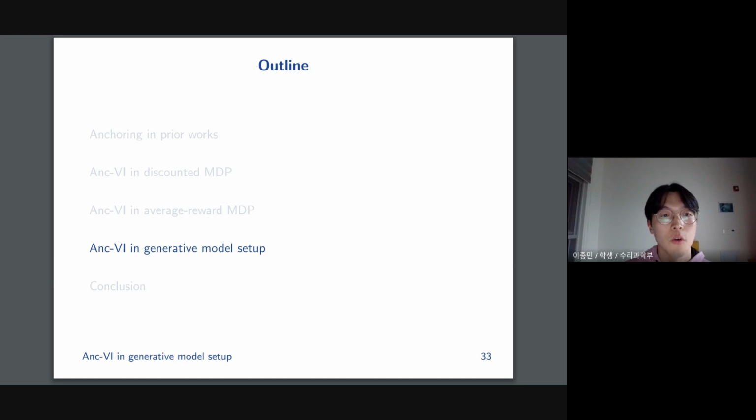So until now, I talked about the tabular case, where we assume that we know the transition probability exactly. Now let's move to the sampling setup with the generative model. Do we have any questions? If not, then let me keep going.